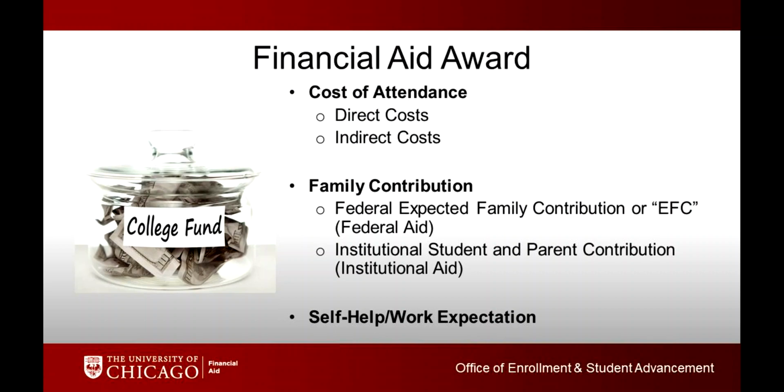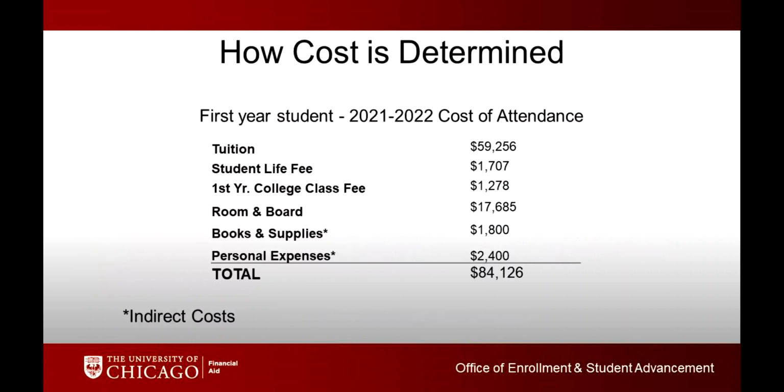Then we subtract out the family contribution. That's either the EFC or institutional calculation, and then a small self-help or work expectation from the students. The remaining amount is what we give in the way of need-based financial aid. So as stated previously, our cost of attendance for next year for first-year students is $84,126. And while that can seem like a very daunting number, if you have a very, very low or zero family contribution, almost all of your direct costs will be met with need-based financial aid.